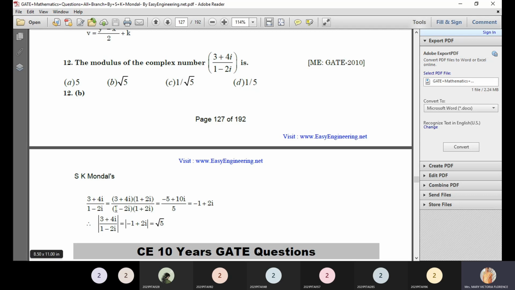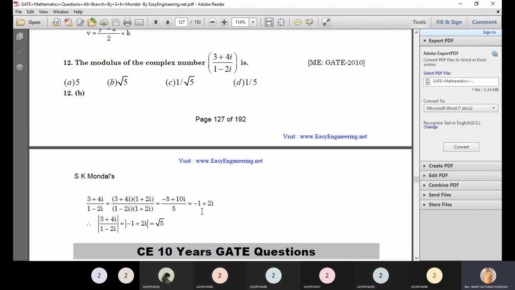Denominator 1 minus 2i into 1 plus 2i. A minus b into a plus b, a square minus b square. That is 1 square minus 2i into 2i, 4i square. I square takes the value minus 1. So 1 plus 4, 5. So we will be getting minus 1 plus 2i.